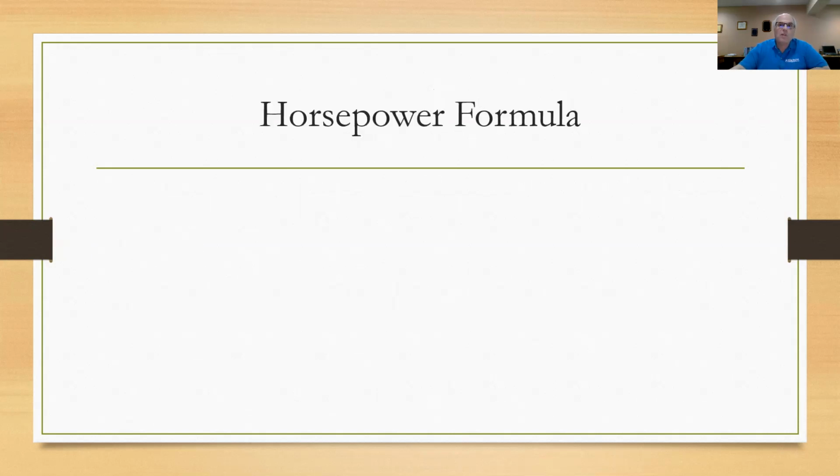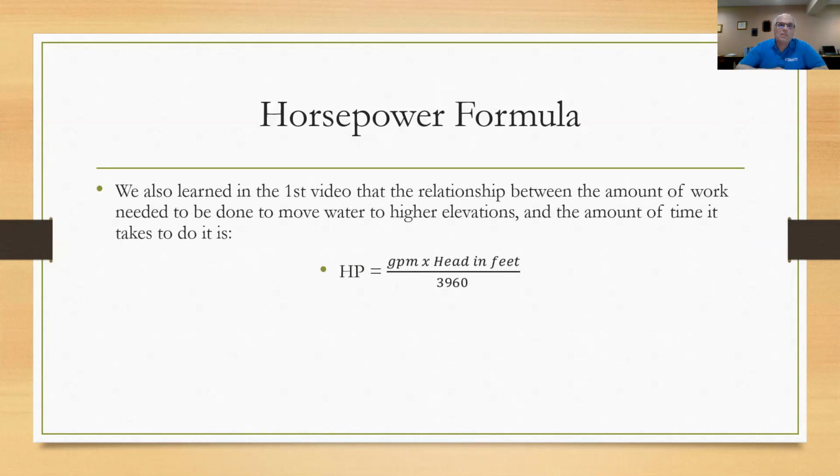One of the most important formulas we learned in part 1 video was the horsepower calculation formula. We learned that because of the relationship that exists between the amount of work needed to be done to move water to higher elevations, the amount of time it takes to do it, and the elevation that we're going to move it against, the equation becomes horsepower equals the gallons per minute, in other words, the weight of the water in gallons, times the head in feet, that's the head pressure, divided by the 3960, which we knew was the 33,000 foot-pounds per minute, divided by the weight of water, 8.34 pounds. That gave us 3960.